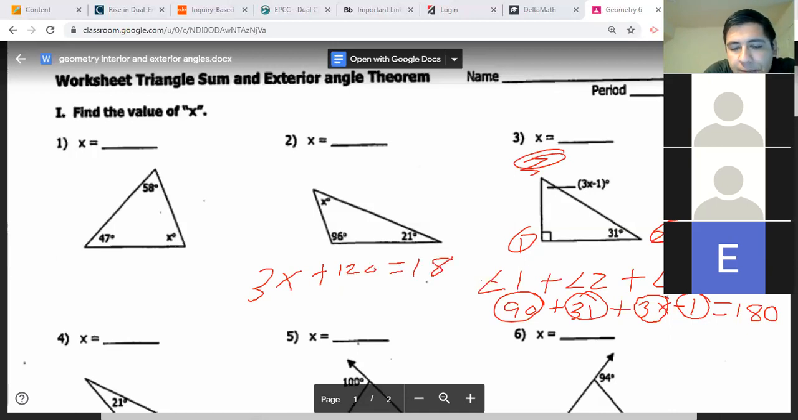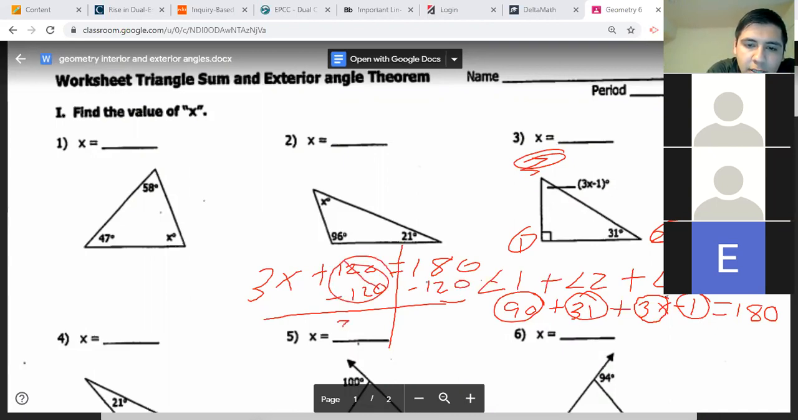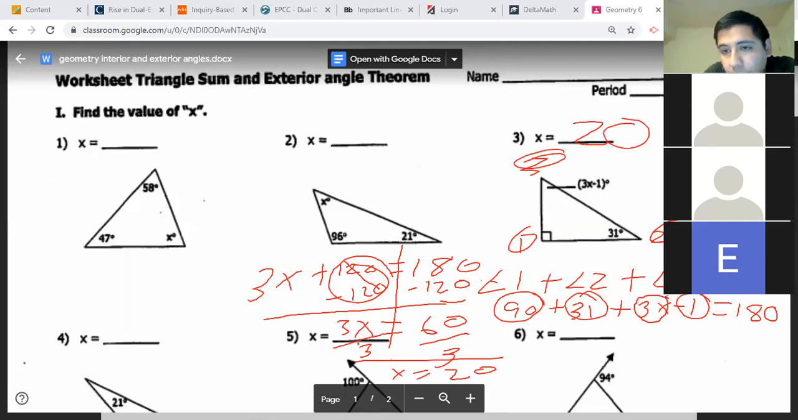Okay, so now we've simplified it and we have an equation that we can solve, right? So how do we solve this one? 180 minus 120. So we're going to subtract 120 on both sides. That cancels out, and we're left with 3x is equal to 60. And then to cancel out 3, what are we going to do there? Divide by 3. We divide both sides by 3. x equals, or no, 30. Actually, 20. Okay. There we go. So x is equal to 20.